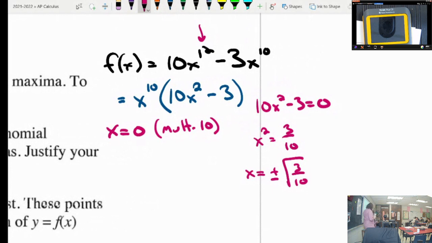Actually, it doesn't cross the x-axis at 0. It just touches it. That's because it has an even multiplicity.